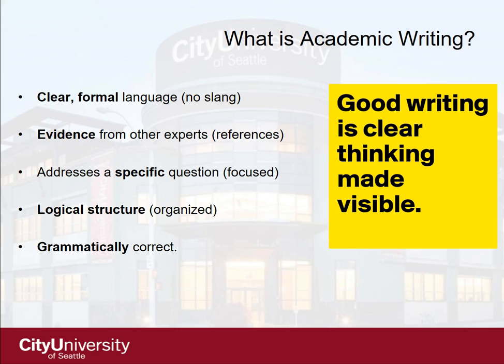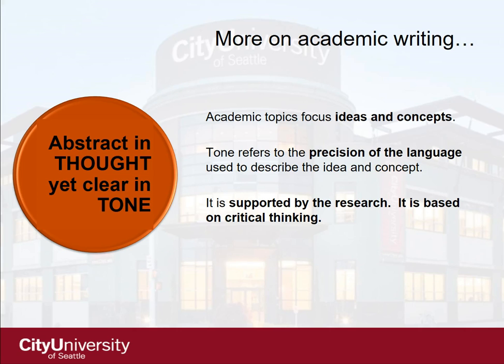So those are some elements of academic writing, and a little bit more on it. It's abstract in thought and clear in tone. Now, what does that mean? Academic topics are focused on ideas and concepts, and so tone refers to the precision of the language used to describe the idea and concept. It's supported by the research. It is based on critical thinking.